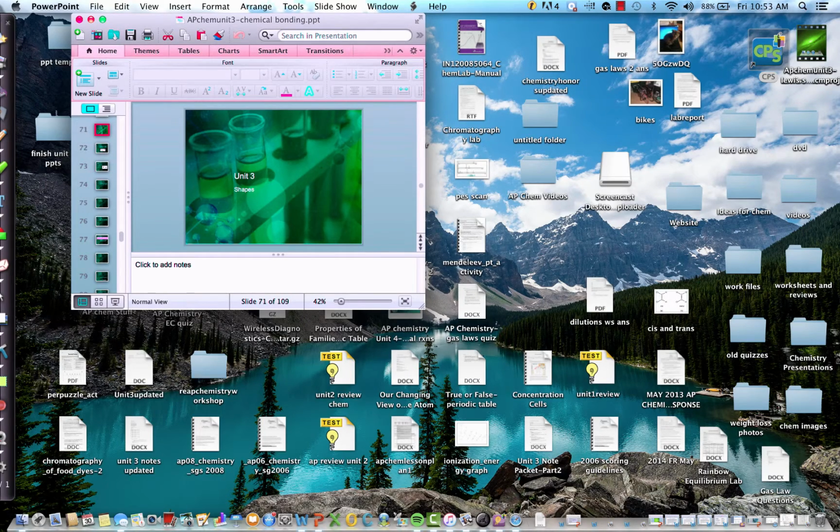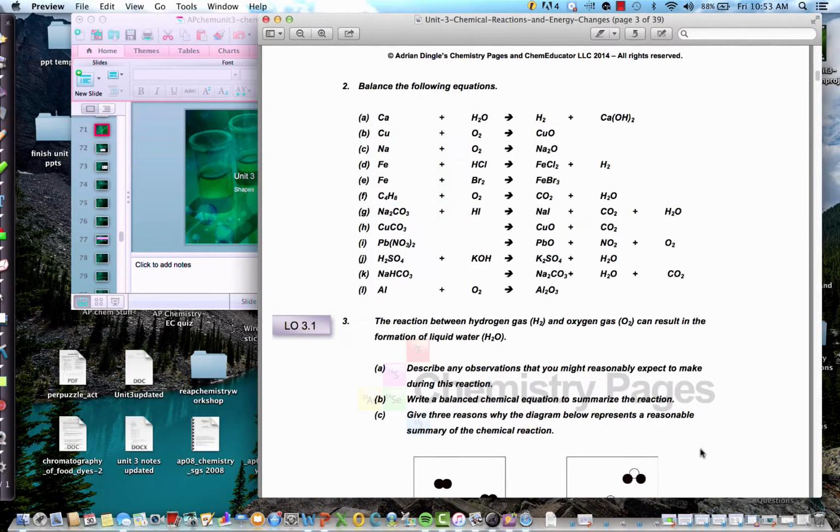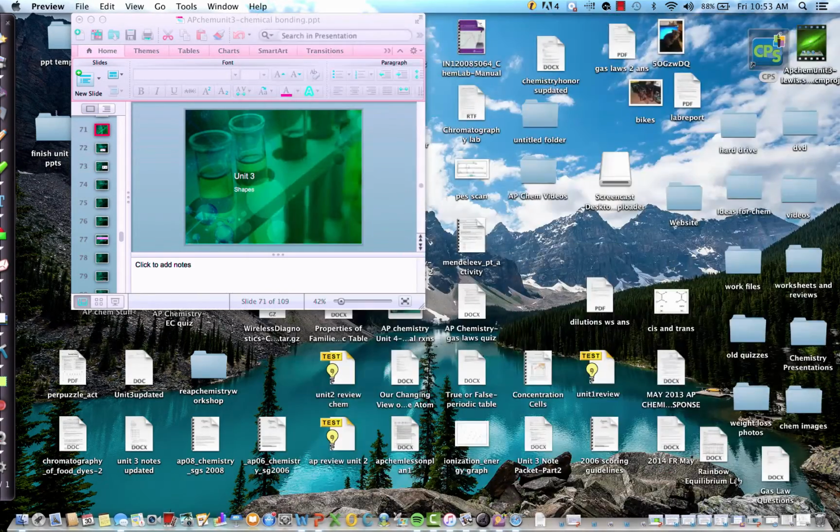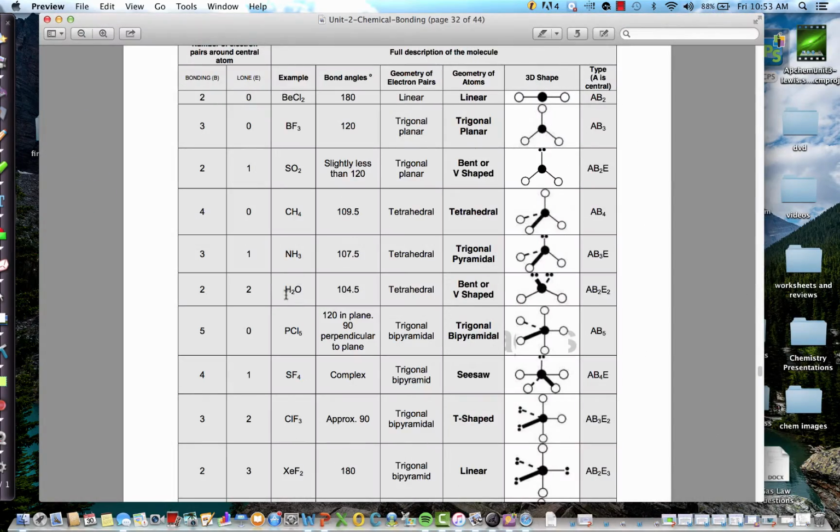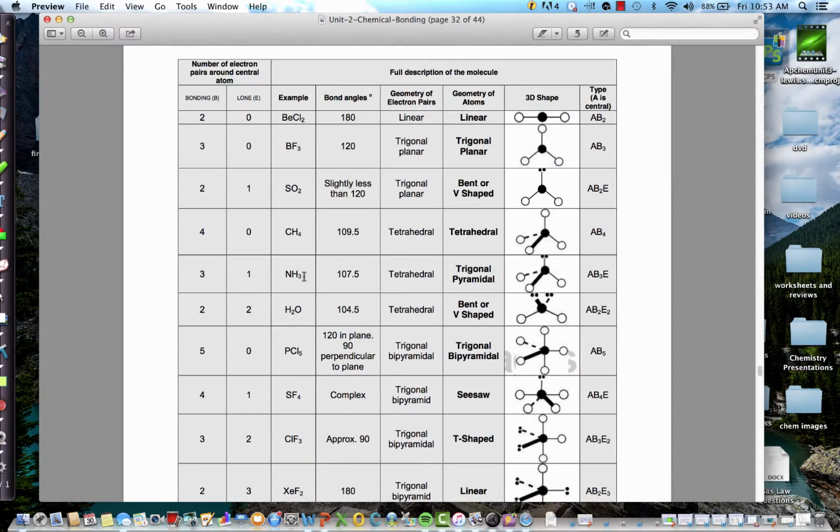Alright, so in this video I'm going to go over how to determine the shape of the molecule. In your note packet you should have something that looks like this. This is not the same exact one that you have in your packet, but it's pretty similar. It shows all the different shapes that the molecules have. I'm going to be referring to this when we determine the shape, so you might want to refer back to that in your note packet as I'm doing this.